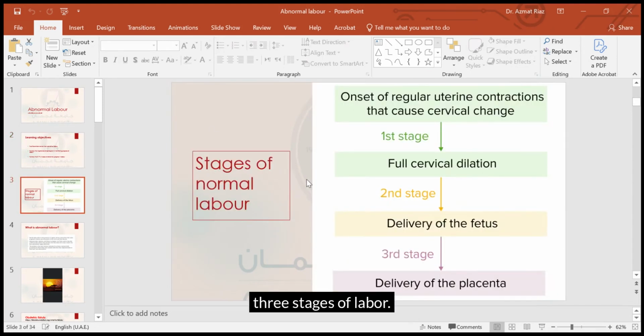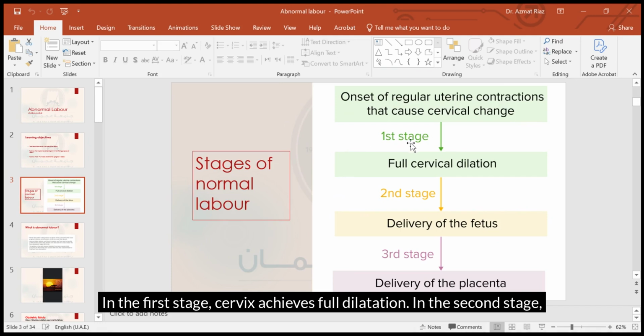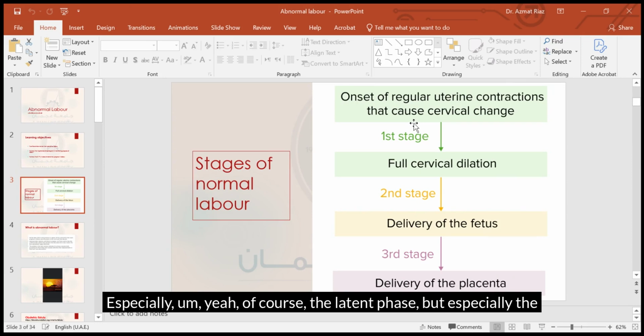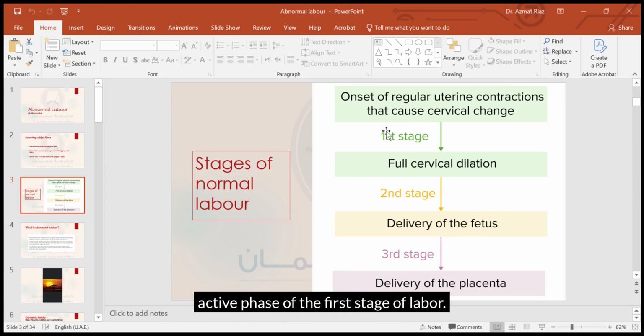There are three stages of labor. In the first stage, the cervix achieves full dilatation. In the second stage, there is delivery of the fetus. In the third stage, there is delivery of the placenta. So here, we are focusing on the first stage, okay? Especially, of course, the latent phase, but especially the active phase of the first stage of labor. So we are mainly focusing on that one.